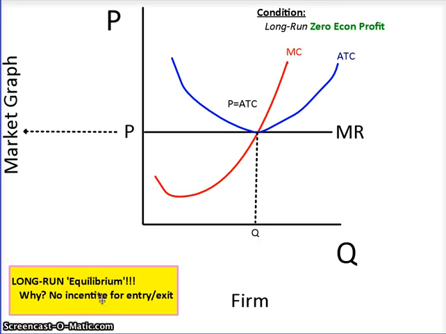Why don't we have entry and exit? There's no incentive for entry and exit. There's no excessive profit to be earned, which would encourage entry, and there's no loss taking place, which would encourage exit. So this is where we settle.